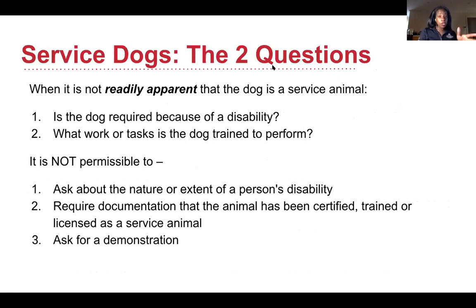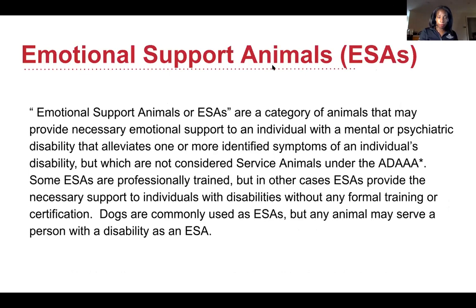And so again, the two questions: is the animal required because of disability? What work is it trained to perform? That you cannot ask the person to have the animal demonstrate. You cannot ask about the person's disability specifically, and you cannot ask for documentation.